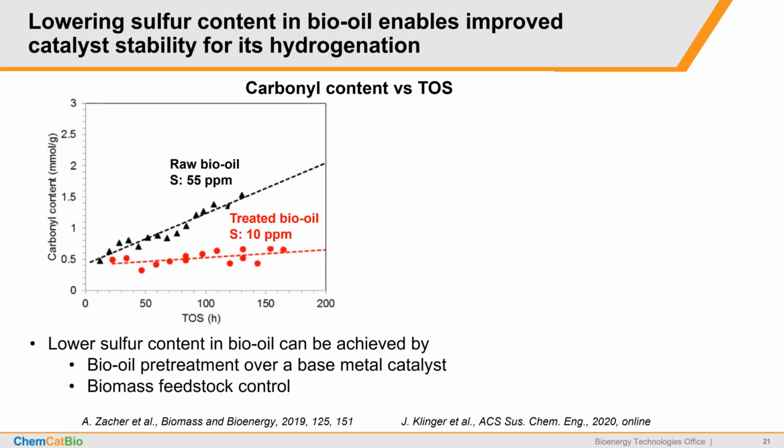So in order to manage this sulfur problem, we lower the sulfur content in the bio-oil to improve catalyst stability. As shown here, for bio-oil, if we use a lower cost base metal as a guard bed, we can treat this bio-oil to lower the sulfur content below 10 ppm. By doing that, as shown here, the carbonyl content with time on stream shows a much improved carbonyl reduction, and we get much less carbonyl in our product, which is our desired goal. And we do see a much more stable catalyst here.